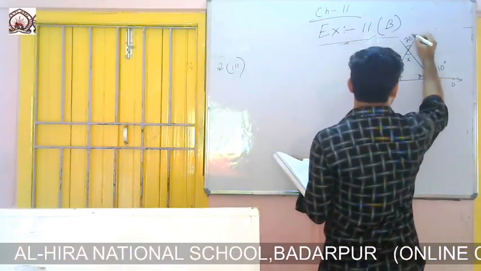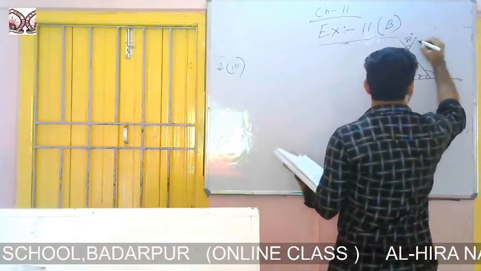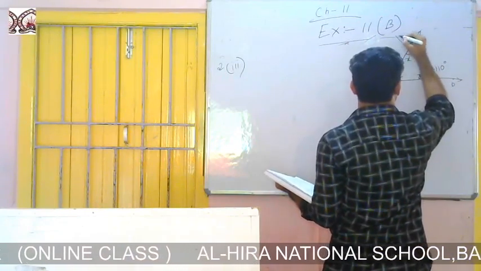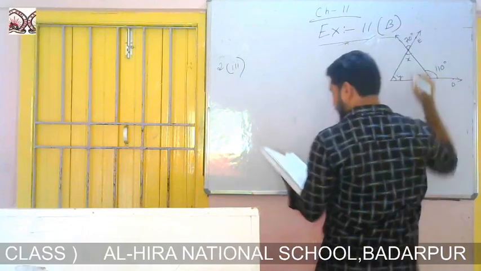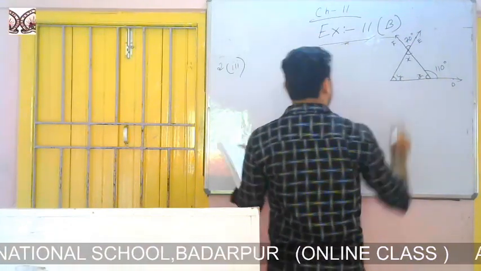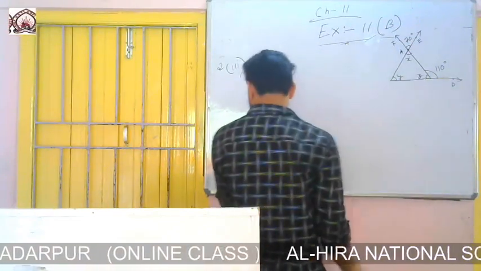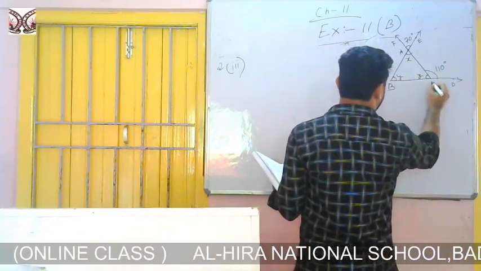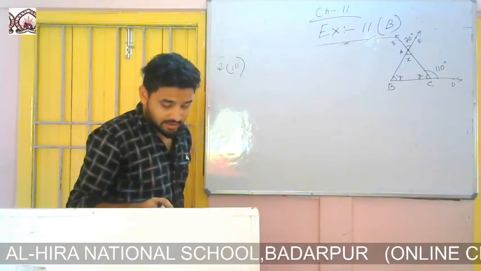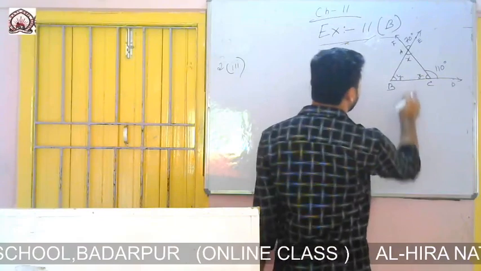70 degree. Okay, angle E, angle F. And this intersection is angle A. Okay, it is C. Now we have to find angle XYZ. That means we have to find the value of angle X, the value of angle Y, and the value of angle Z.